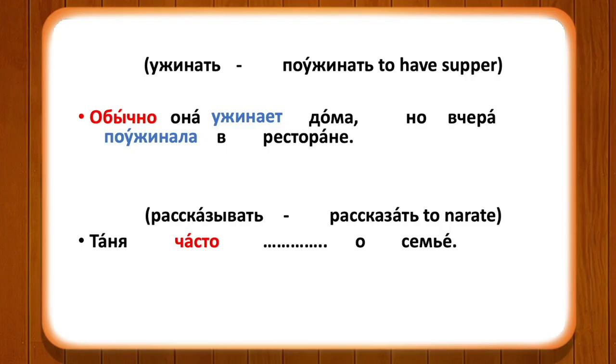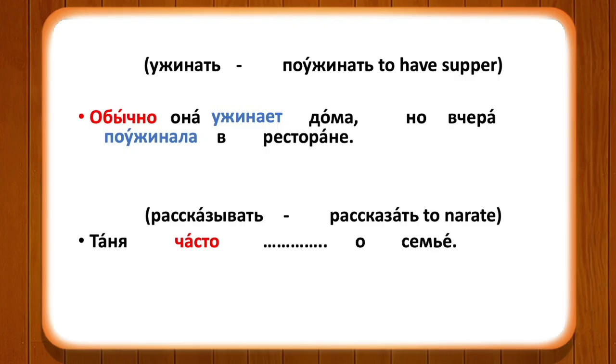So обычно она ужинает дома. So usually she eats dinner at home. Но вчера, but yesterday, она поужинала в ресторане means but yesterday she had her dinner in a restaurant. She had a dinner in a restaurant. So here it indicates a one-time action. That is why поужинать.